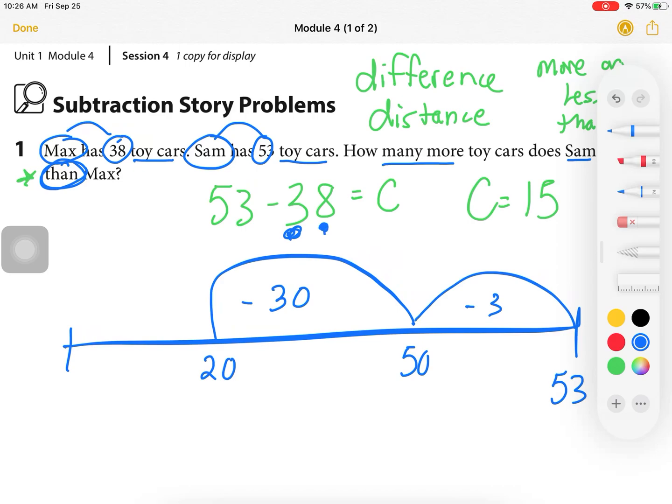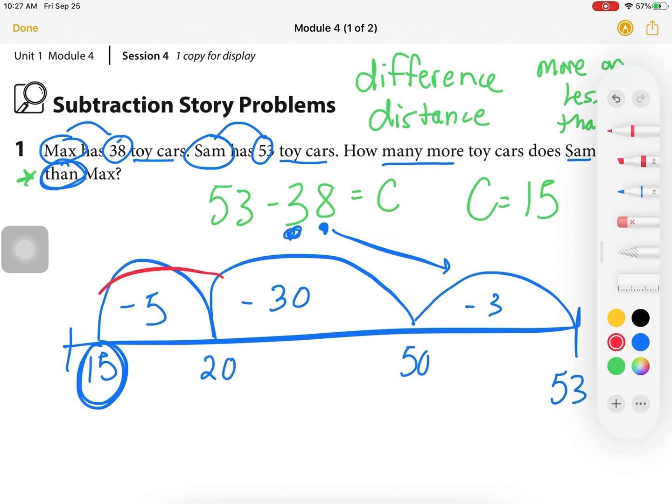So I'm going to take away 30, and that's going to give me 20. Now, out of the 8, I've already taken 3 away. 3 plus what number gives me 8? That's 5. So when I take away 5, that's going to give me my answer, and I end up at 15. So I have taken away 38 altogether to get to my answer of 15. So that's one way to think about it.